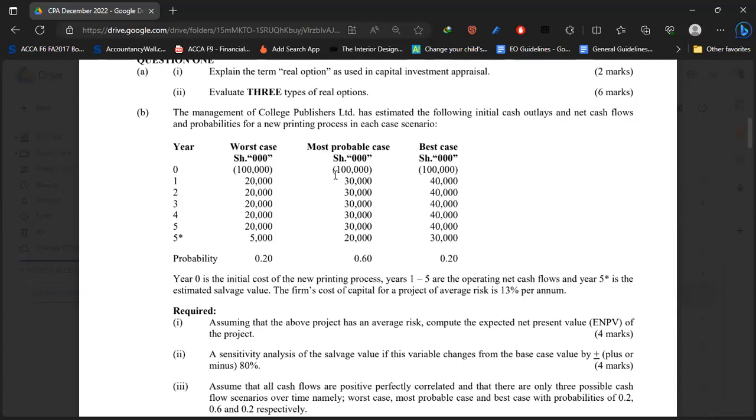Then we are being told in year 0, the initial cost of the new printing process, years 1 to 5 are the operating net cash flows, and the year 5 is the estimated salvage value. When you look on the year 5, which have the star, it means that is our terminal cash flow. So already this is a question which is already calculated based on the processes which we normally use when we are computing the NPV. Now we are being told the firm's cost of capital of the average risk is 13%, and I just want to do and give you the solution for the first question. So let us go there and we see what we are supposed to be doing.